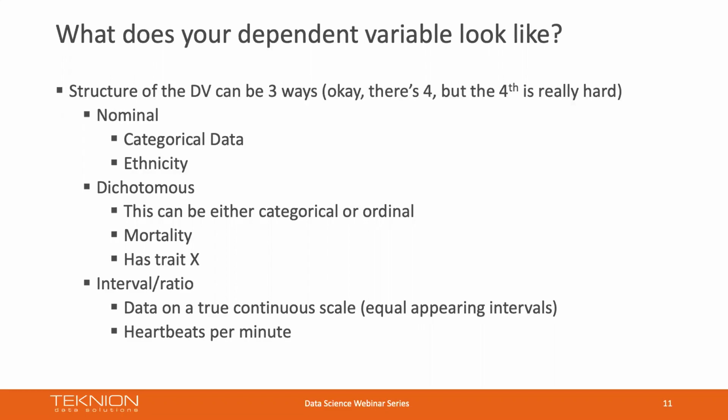Something like heartbeats per minute, right? That would be a good continuous scale. Now here's the struggle: sometimes we have data that's on a continuous scale that we move to a nominal scale or even to an ordinal scale. This is really bad practice. We almost never want to do this.